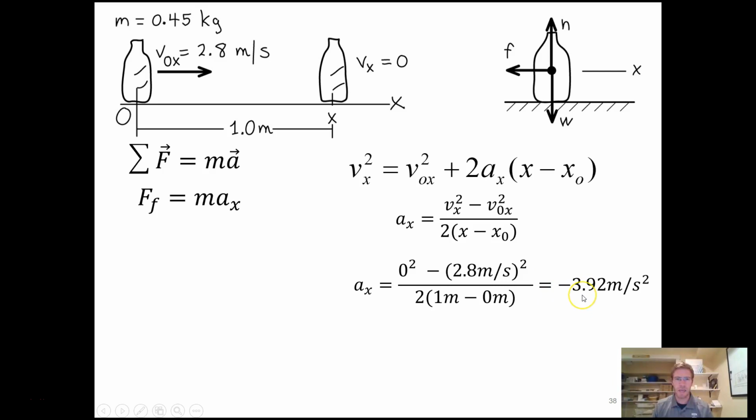Wait a second, why is it negative? Well, it's accelerating in the opposite direction of the motion. So it's a negative acceleration, which is why we're going to have a negative force of friction. So if we take that acceleration and plug it into our force equation, force equals mass multiplied by acceleration, we can solve for the force of friction and find that it's equal to 1.76 newtons.